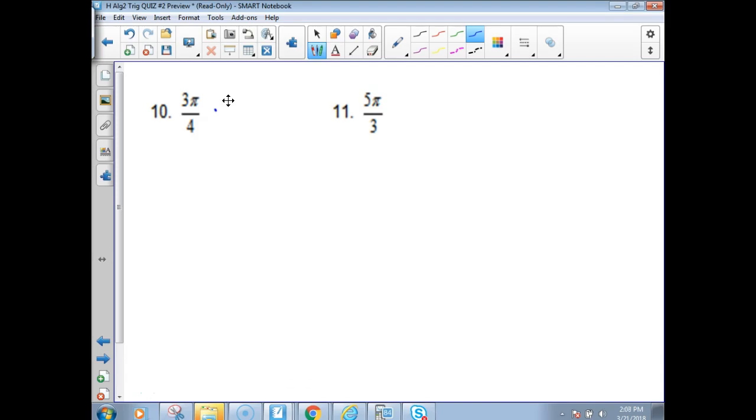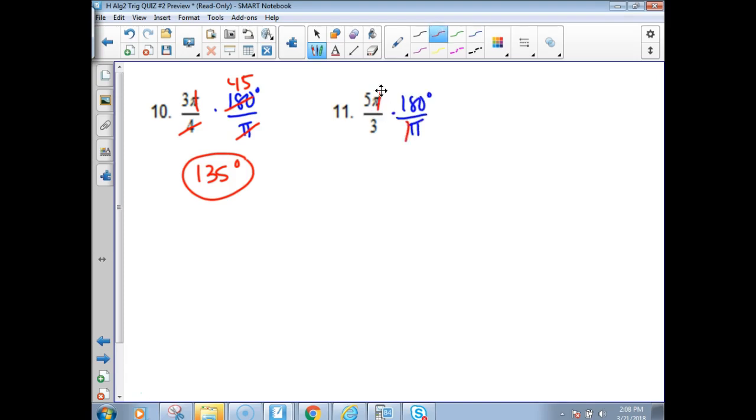Now we're converting from radians to degrees, so we want degrees on top. 180 degrees over pi is our conversion factor. Cancel out the pi's. 4 goes into 180, 45. 3 times 45, 135. Multiply by 180 over pi. Pi's cancel out. 3 goes into 180, 60. 5 times 60, 300 degrees.